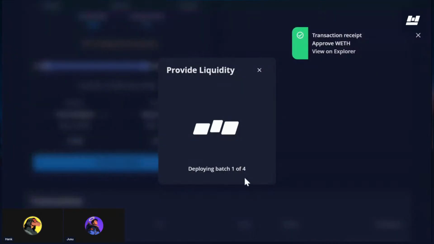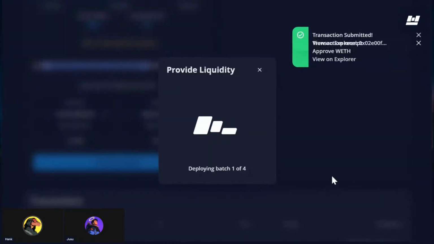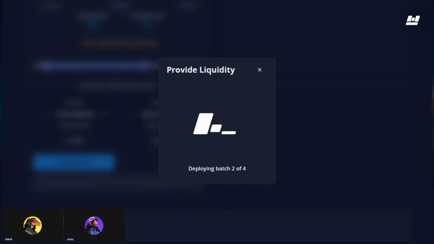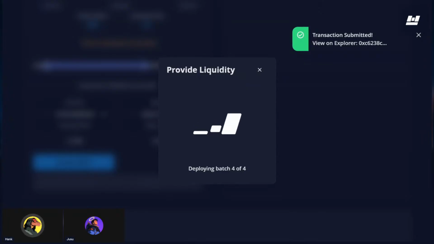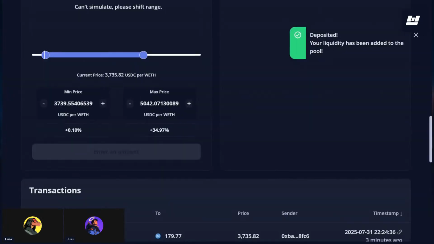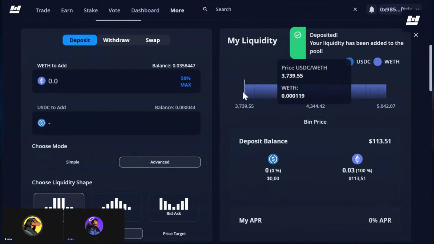The batcher now creates 4 batches where it allocates liquidity, and it guides you through. All you need to do is wait. Then the next transaction is called, you confirm, you wait again, then the next one comes up, you confirm. So it just guides you through the batch process to allocate all these, I don't know, 300 bins all the way to the price of 5,000 USDC per ETH. And you can see now all these bins that have been deployed.